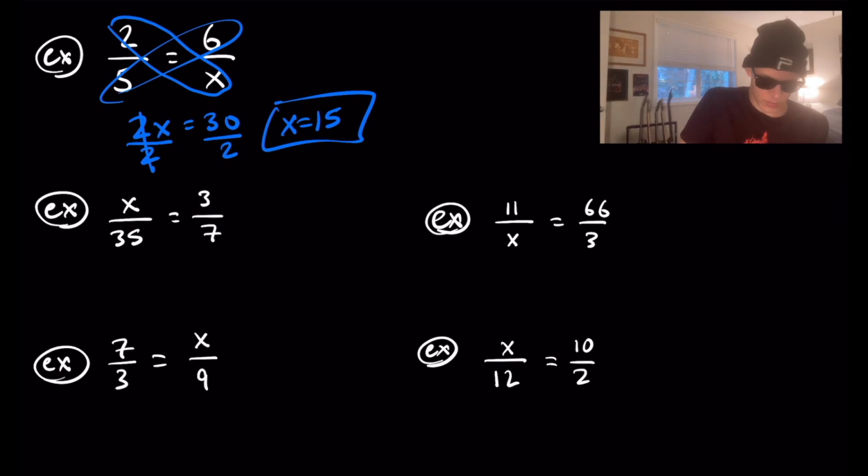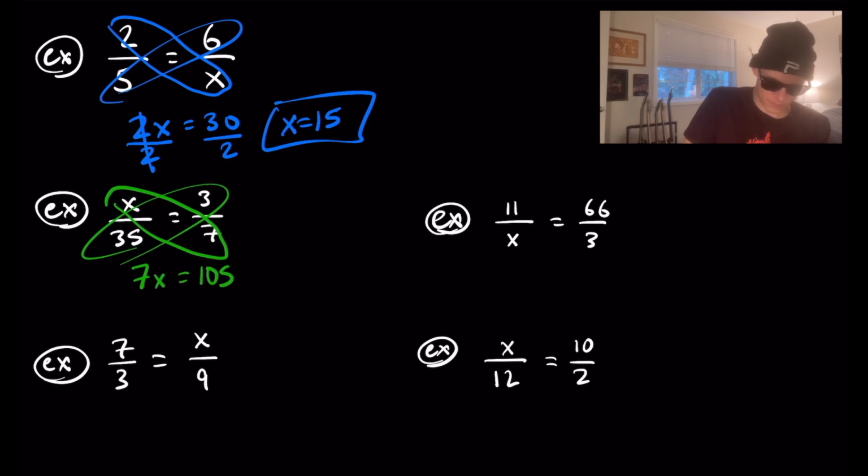All right, next up, x over 35 is equal to 3 over 7. So here I will have x times 7, which is 7x. And then 35 times 3 is going to be 105. I'll divide both sides by 7 to get x by itself. I don't know what this is off the top of my head. 105 over 7 is going to be 15. So x is equal to 15.